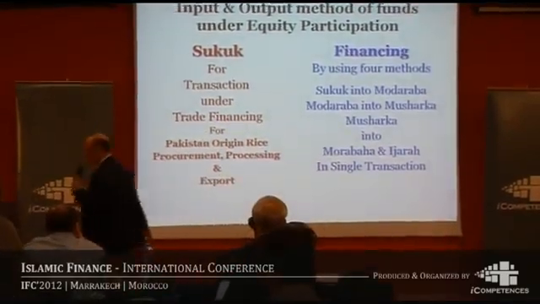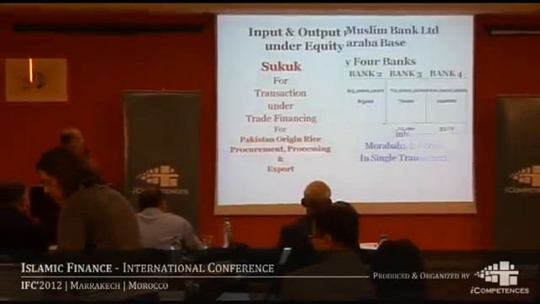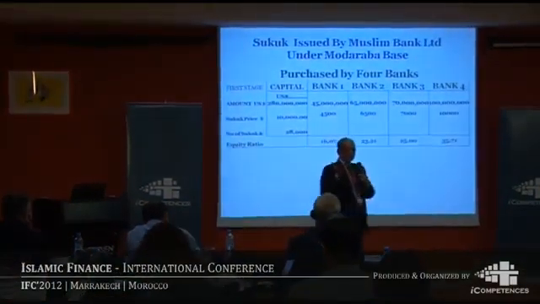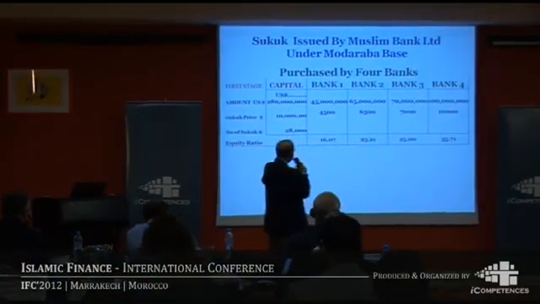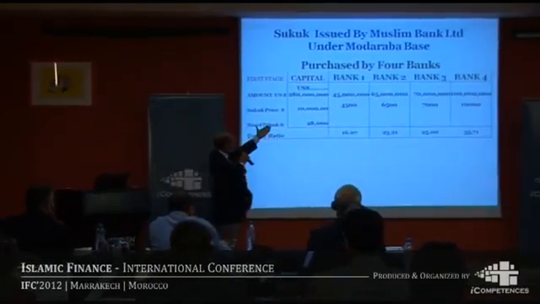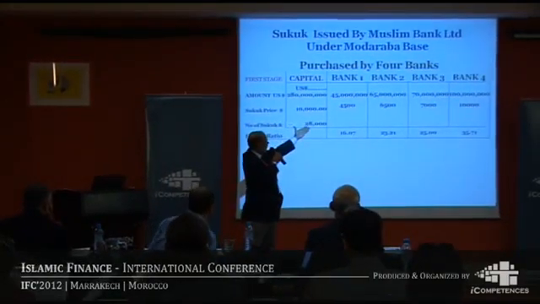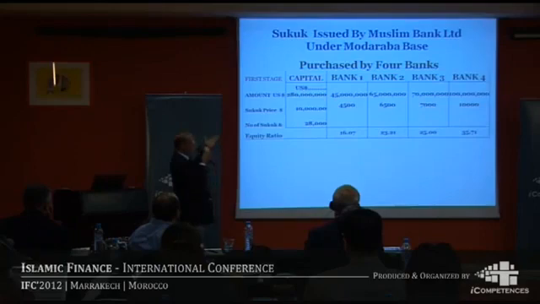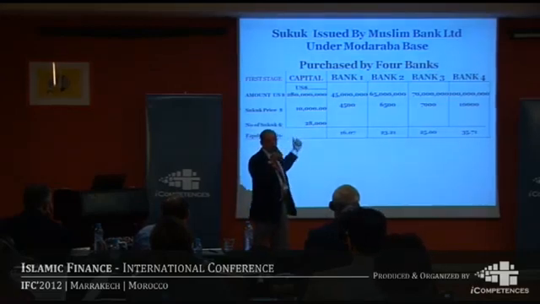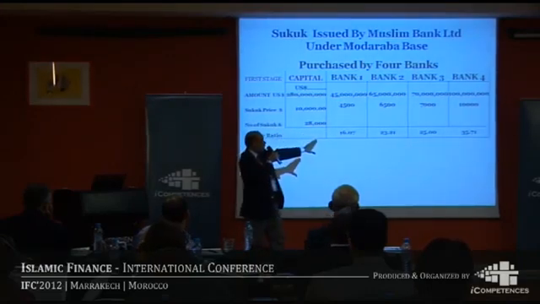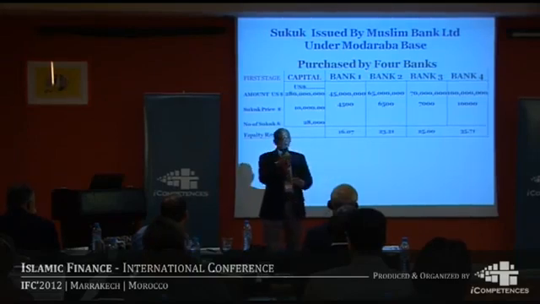Let's see how the mechanism works. The very first stage was to collect the money. So 4 banks contributed funds: Bank 1 contributed $45 million, the second bank invested $65 million, the third $70 million, and the fourth $100 million. The total number of sukuk issued was 28,000 at $10,000 per sukuk. The equity participation ratios are 16.07, 23.21, 24.5, and 35.71.